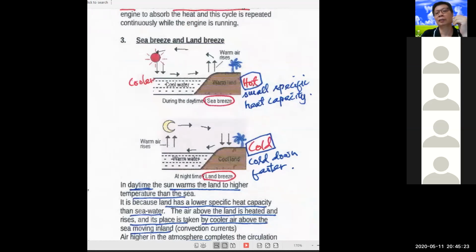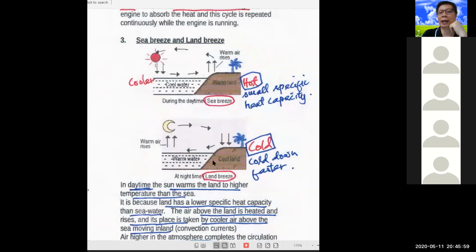Okay. For those who did not join the lesson, I just go through very fast now. Okay, during daytime, the land gets heated up very fast because land has small specific capacity. So land can heat up very fast during daytime. So it becomes very hot. So the hot air here rises up. So here is empty, right? So then the cool air from the sea will move in to occupy this empty space. So this makes the air move from the sea to the land. So this is sea breeze during the daytime.